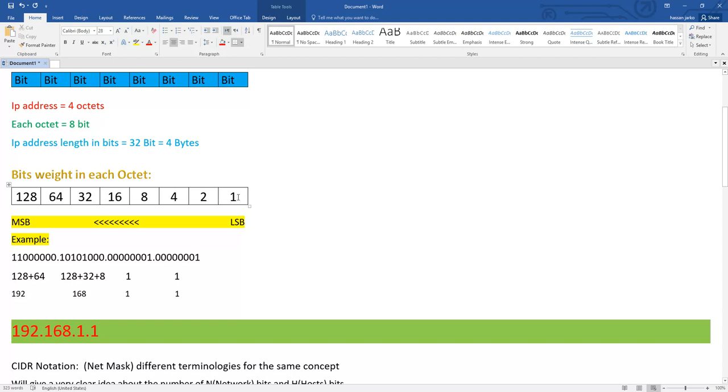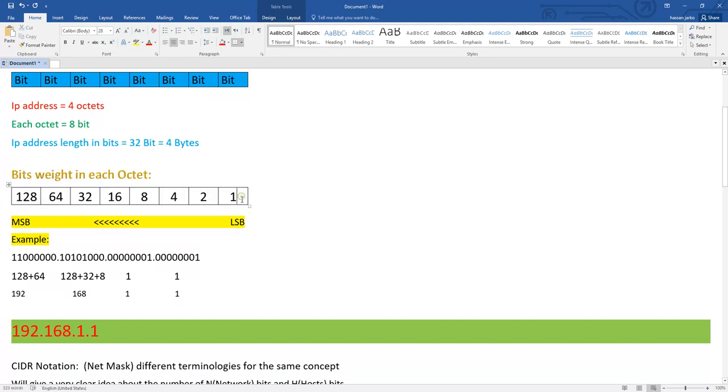So from the right it will be 1, 2, 4, 8, 16, 32, 64, and then 128. This one we call the least significant bit, LSB, and this one we call the most significant bit, or MSB. As I said, if you go from right to left, the weight will increase. Basically, this is 2 to the power 0, which is 1, 2 to the power 1, which is 2, 2 to the power 2, which is 4, 2 to the power 3, 8, 2 to the power 4 is 16, 2 to the power 5, 32, 2 to the power 6, which is 64, and 2 to the power 7, which is 128. So starting with 1, ending with 128.